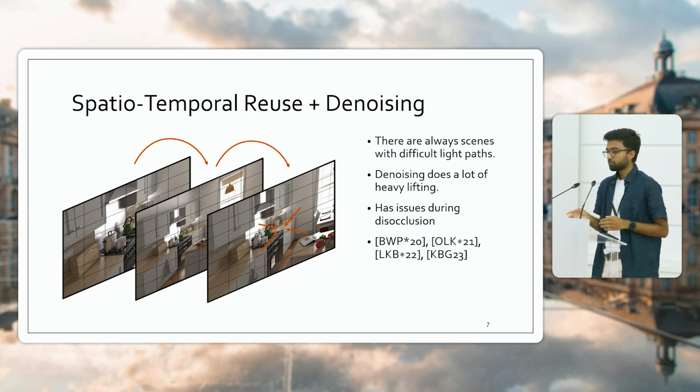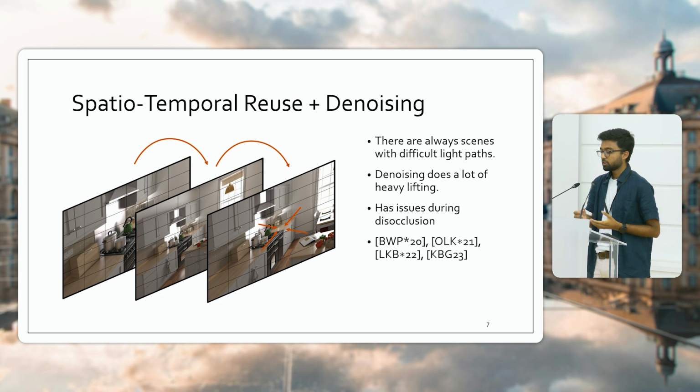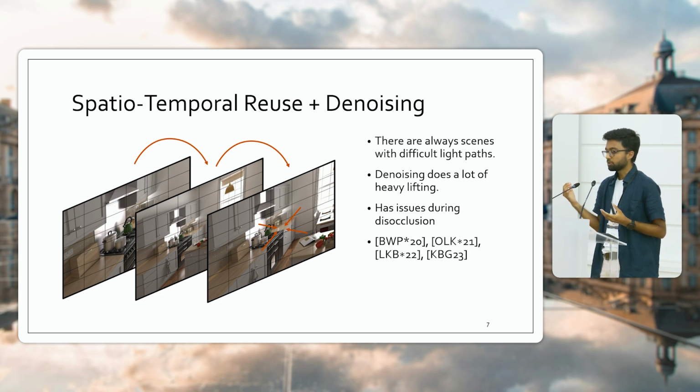Recently, with the advent of spatio-temporal reuse methods such as ReSTIR, this has become better. What these methods do is they reuse data from previous frames to reduce the variance. However, there can still be some scenes where the light paths are too difficult for these to deal with.